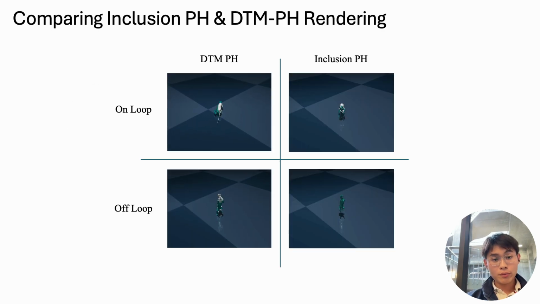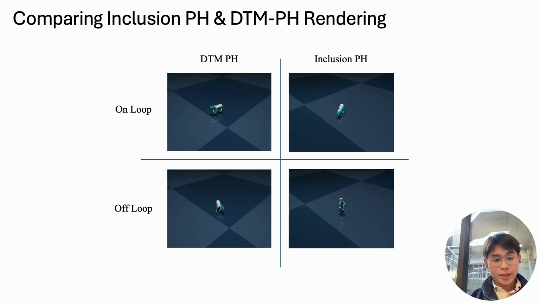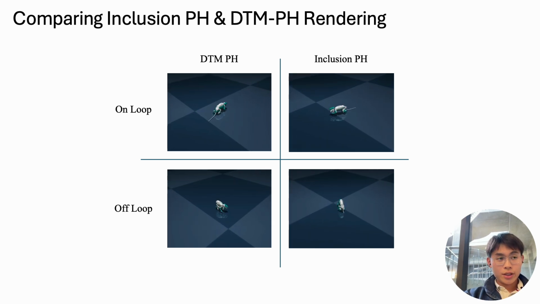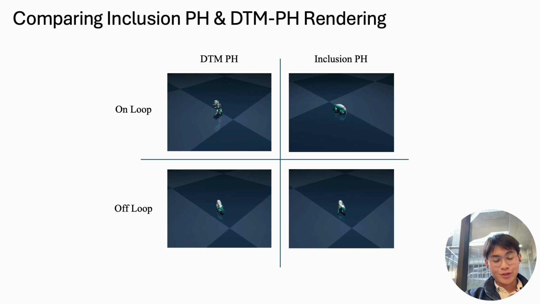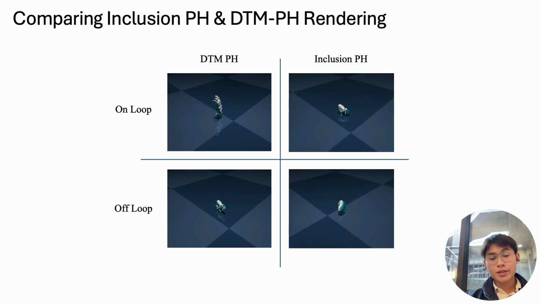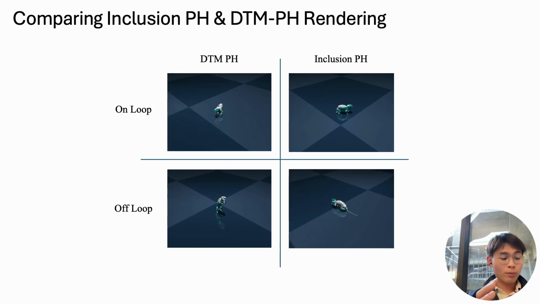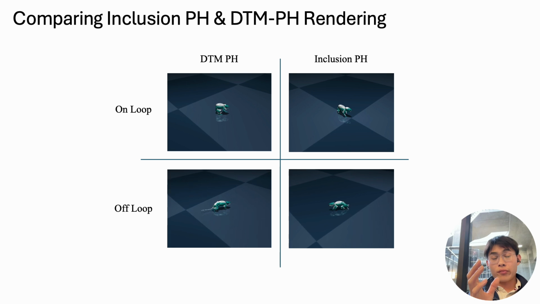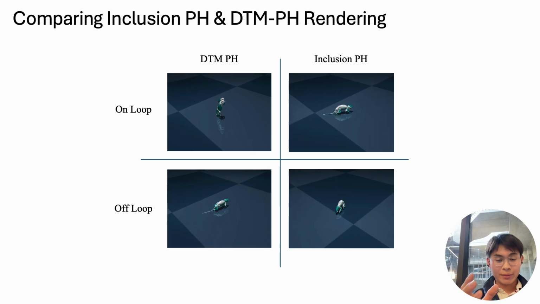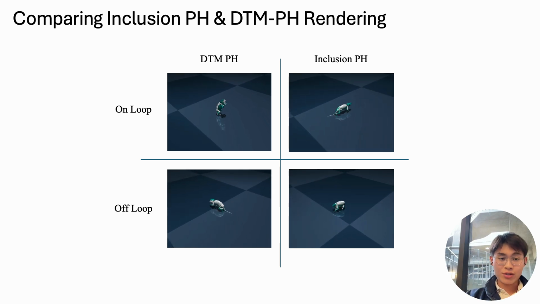And some rendering examples, we can see that from looking at the differences between the distance to measure persistent homology and the inclusion driven, the classical persistent homology, they pretty much identify the same thing. Where if it's on the loop, it's majorly some cyclical movement or cyclical behaviors. And I'm glad that it's actually reflected somewhat in the intention.